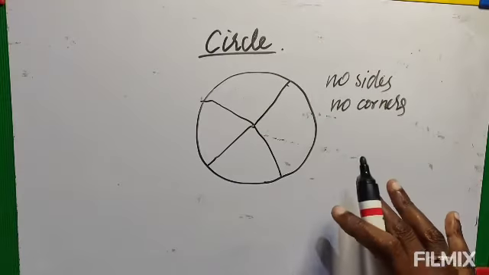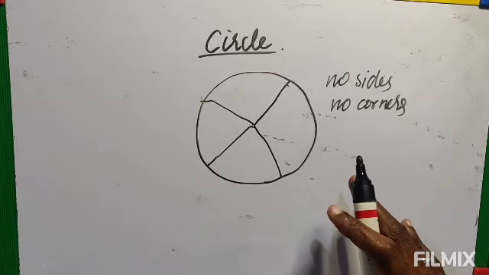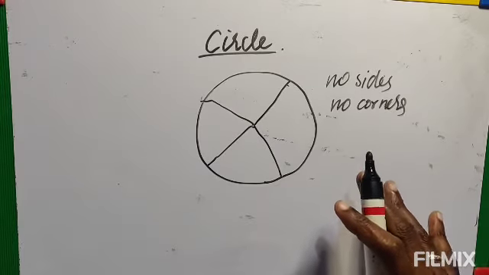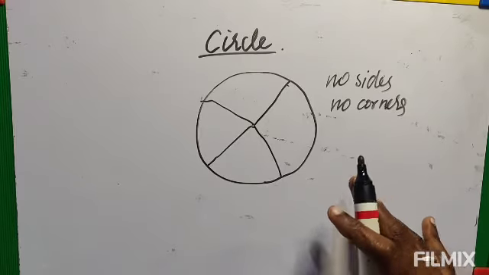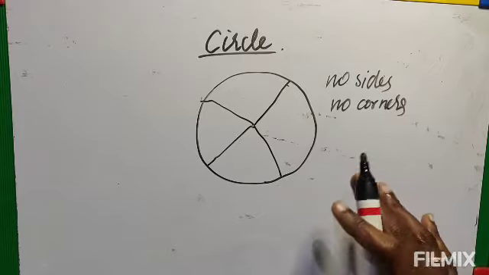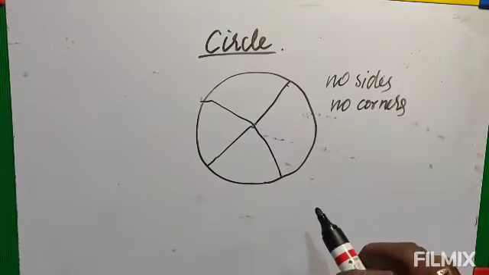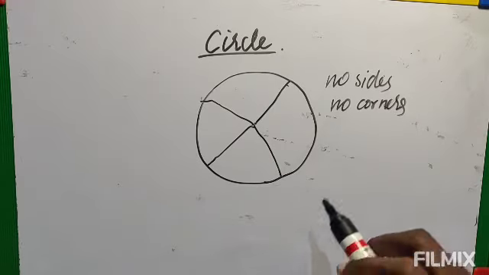But if you see all the other figures you have learned, circle, square, rectangle, triangle, the distance from the center to the corners and to the sides won't be the same. Only the circle has this special property: from the center to any point on the circle, the length is the same.